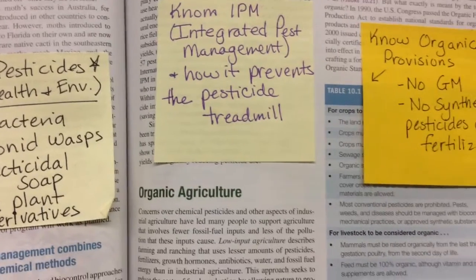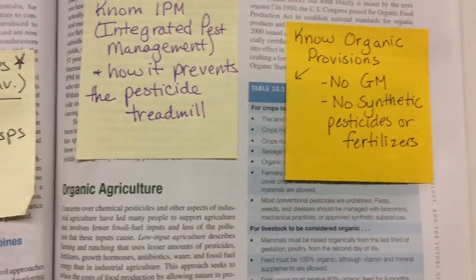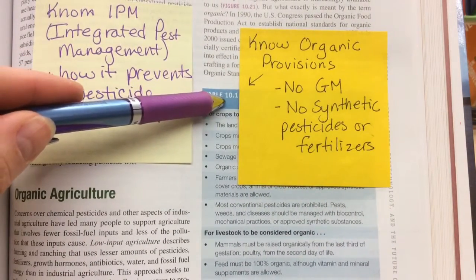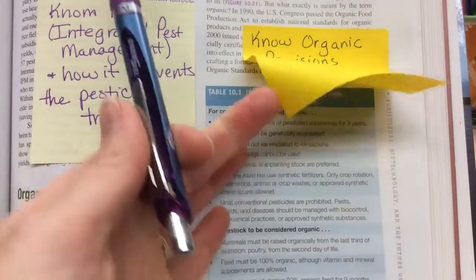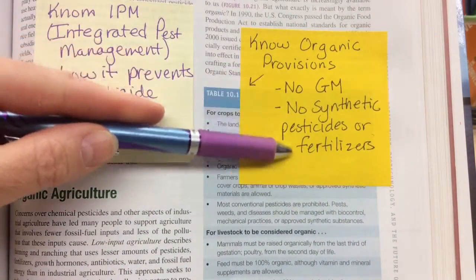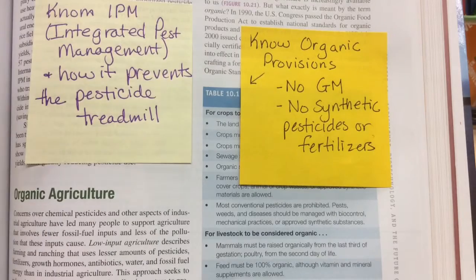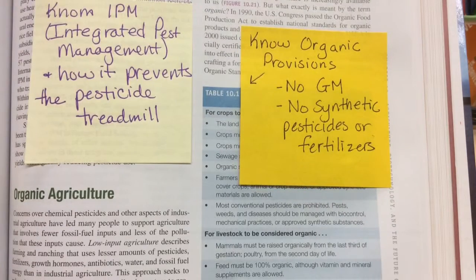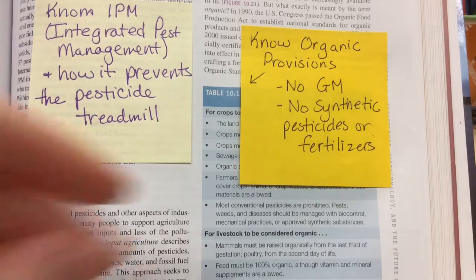On this page, we introduce organic agriculture. So know the organic provisions, which is in table 10.1. Actually, yes, 10.1. The basic provisions are that you can't have genetically modified crops in organic agriculture. You cannot have synthetic pesticides or fertilizers. You can have pesticides, it just can't be man-made. So that's the difference between organic and conventionally grown crops, which is the regular ones.